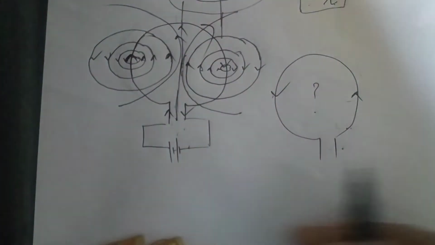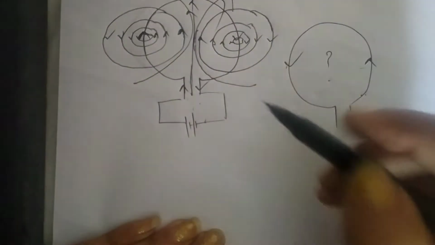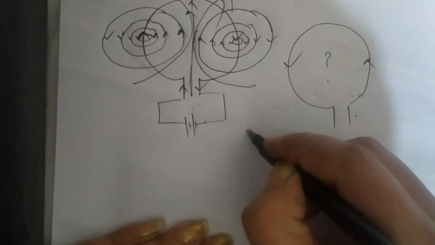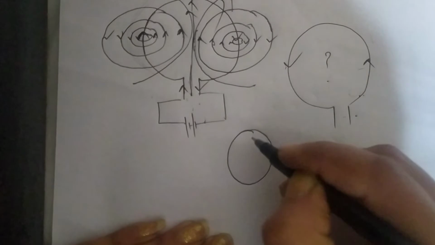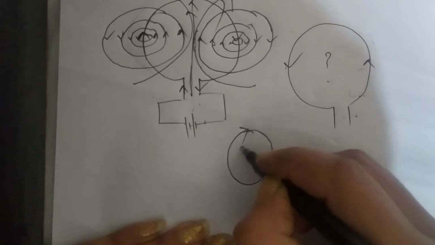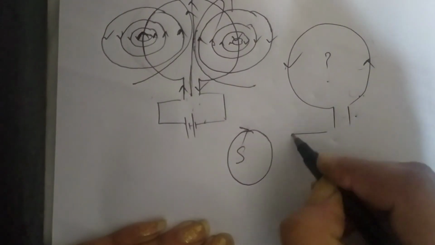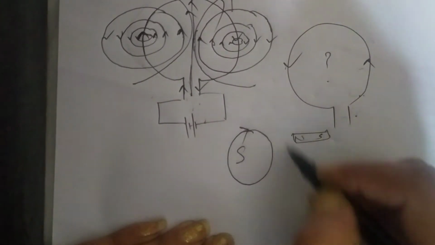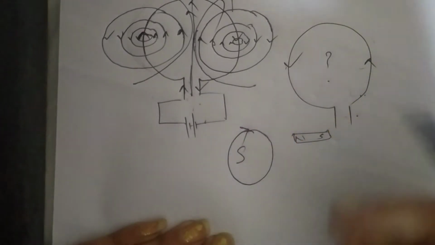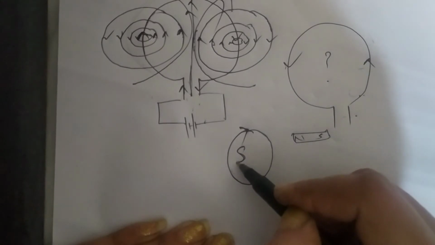This is about magnetic field lines in a circular loop. Now in a circular loop, the face in which the current is moving in the clockwise direction acts as the south pole. Like a bar magnet has poles at its ends, a circular loop has poles at its faces. Now here, if it is moving in the clockwise direction, this end is south.